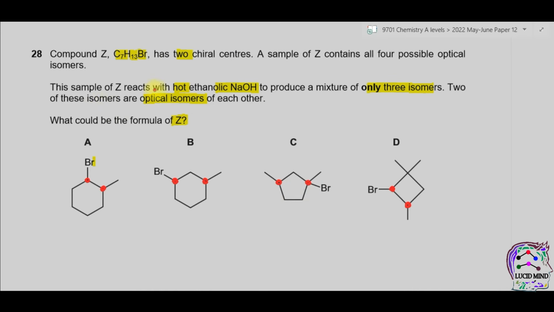Now next part, it says it reacts with hot ethanolic sodium hydroxide. So what hot ethanolic sodium hydroxide does is that it causes elimination. And in this elimination of halogenoalkane, a halogen is removed along with a hydrogen atom. So hydrogen atom must be on the adjacent carbon to that of the halogen, and alkene is formed.